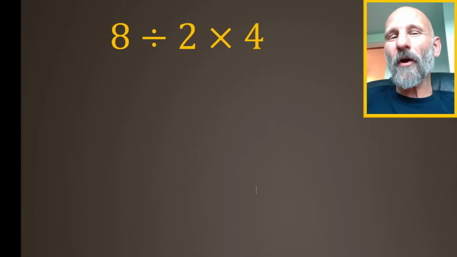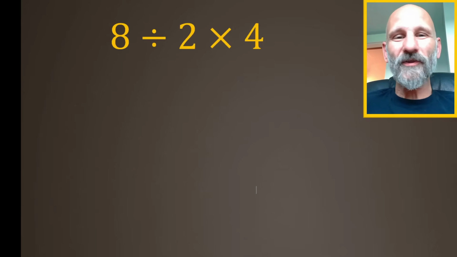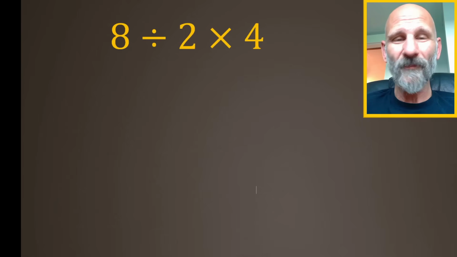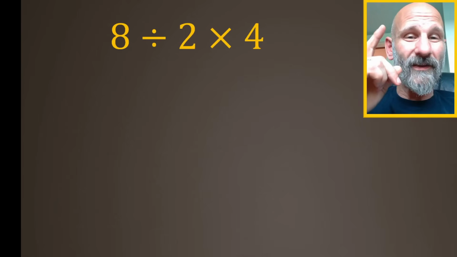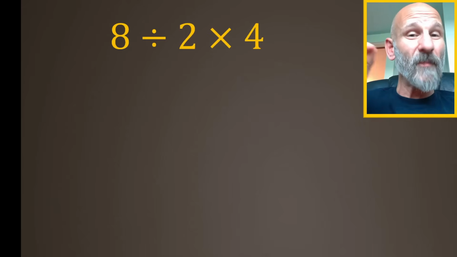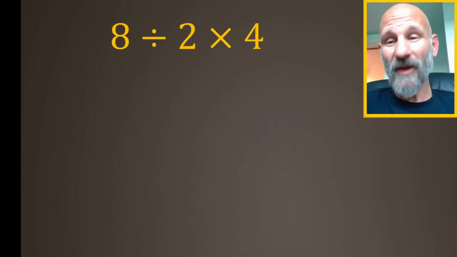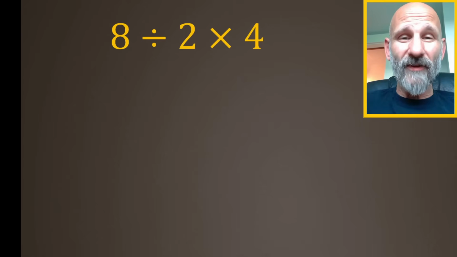So in this video, we are going to go over one of those order of operations questions that lots of people get wrong, even though they have the right idea. And on the flip side of that, people that don't know the right way of doing this will accidentally get it correct. Check it out. We have 8 divided by 2 times 4.